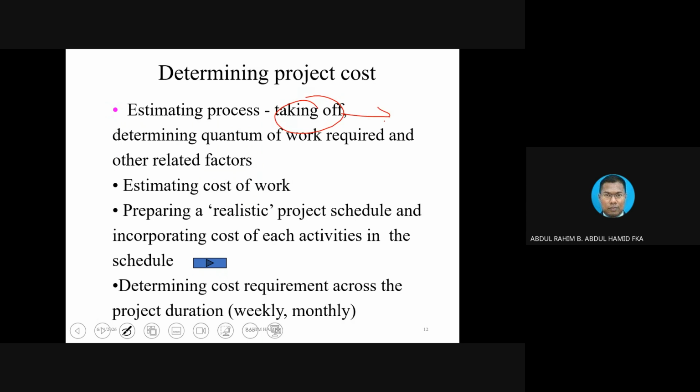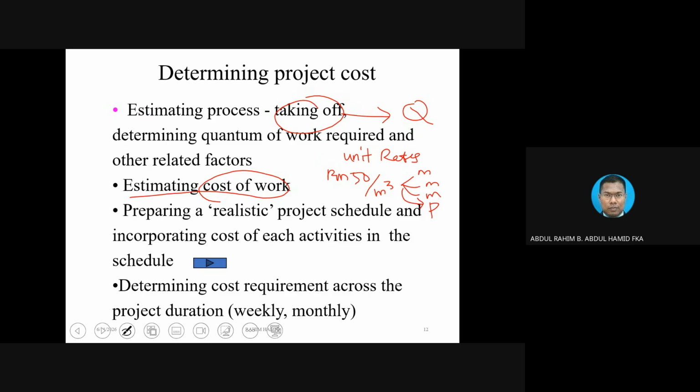So, the process of taking off is to get the quantity based on a certain portion of the work, and then estimate the cost of the work. How do you estimate the cost of work? You need to come up with the unit rate. You have learned this. The unit rate of the work, let's say the unit rate for earthwork, RM, I don't know, you just put 50 ringgit per cubic meter. This is what we call the unit rate. And what does this unit rate reflect? It reflects man, machine, material, plus profit.